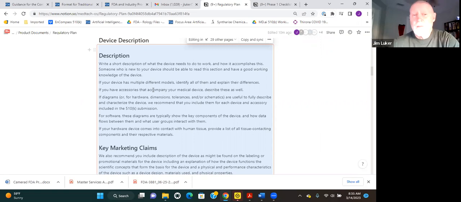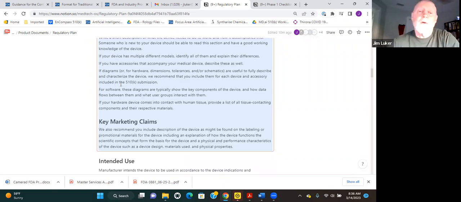Will there be different models of the software or just one? Will it be modular, where you can license different modules that do different things? Are there accessories to it? Or is the software device an accessory to something else? Let's say it does calculations that you can use as a plug-in to an existing device, I don't know, radiation treatment planning or something like that.